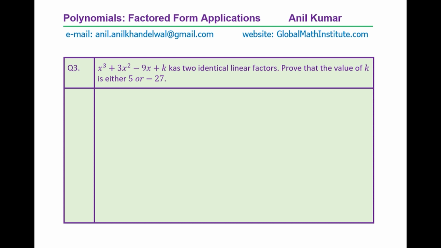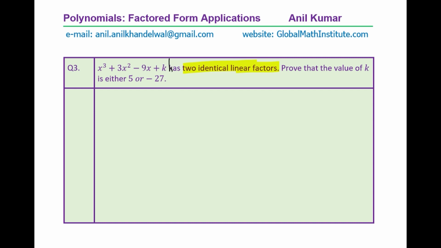Now here is a very interesting question. Question number 3. x cube plus 3x square minus 9x plus k has two identical linear factors. Prove that the value of k is either 5 or minus 27. How are you going to do this? What is the meaning of has two identical linear factors?